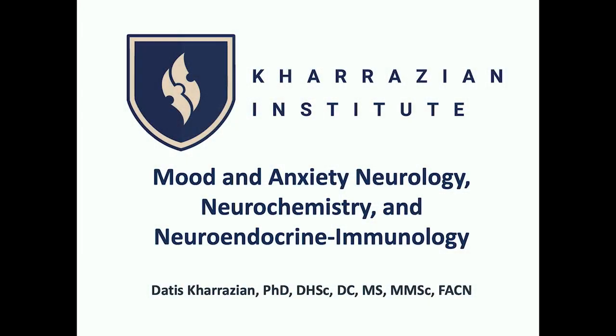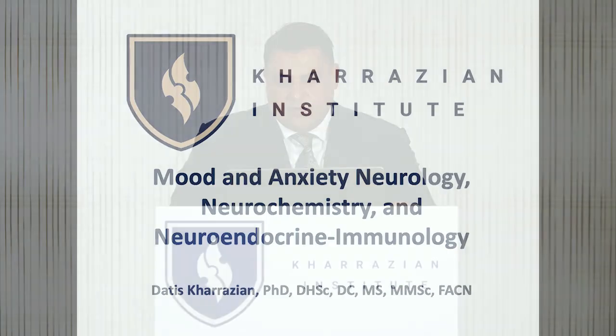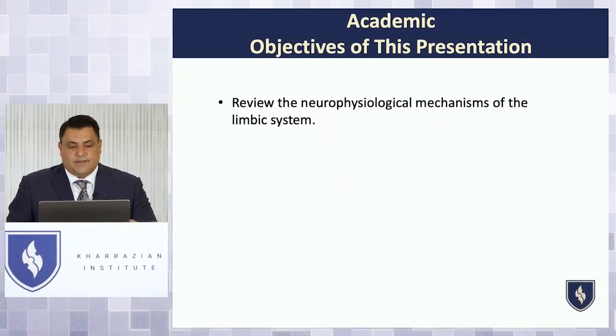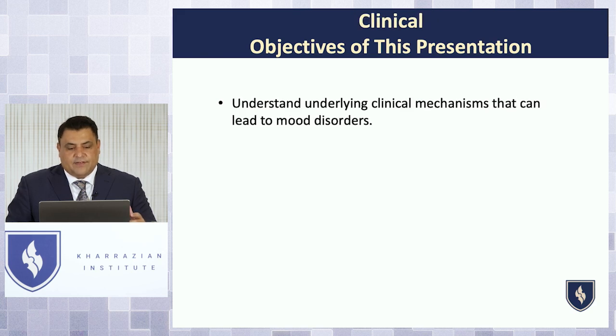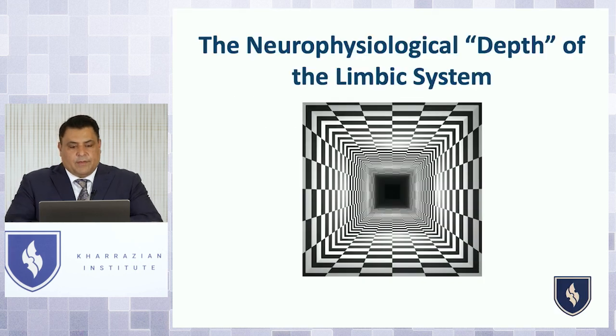Okay, we're going to get into mood and anxiety, neurology, neurochemistry, and neuroendocrine-immunology. This is going to be really critical to understand what's happening with mood disorders. So the academic goal is to review the neurophysiology mechanism of the limbic system. And then the clinical goal is to understand how these underlying clinical mechanisms can be caused from dysfunctions in these systems.